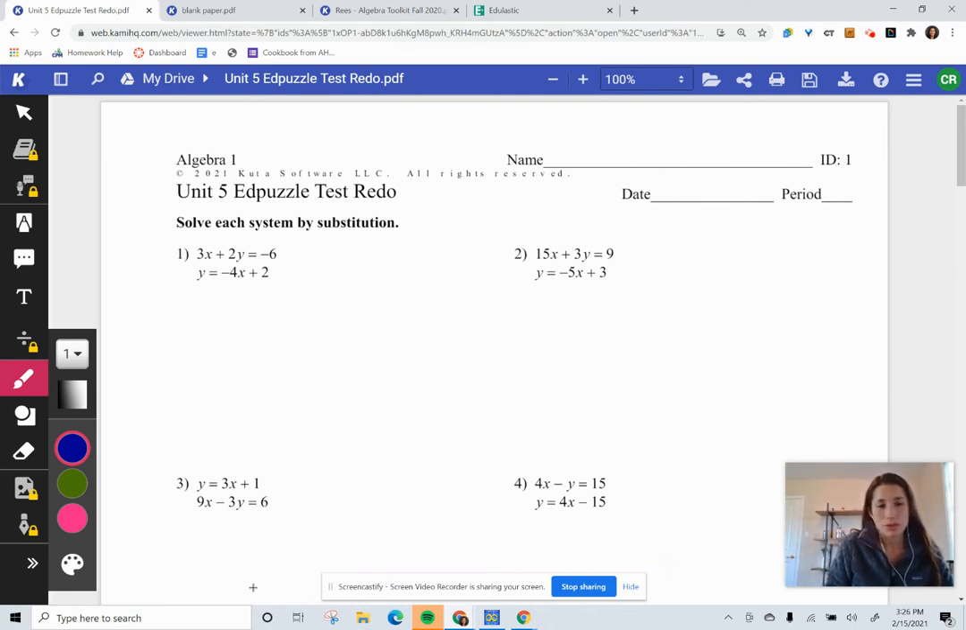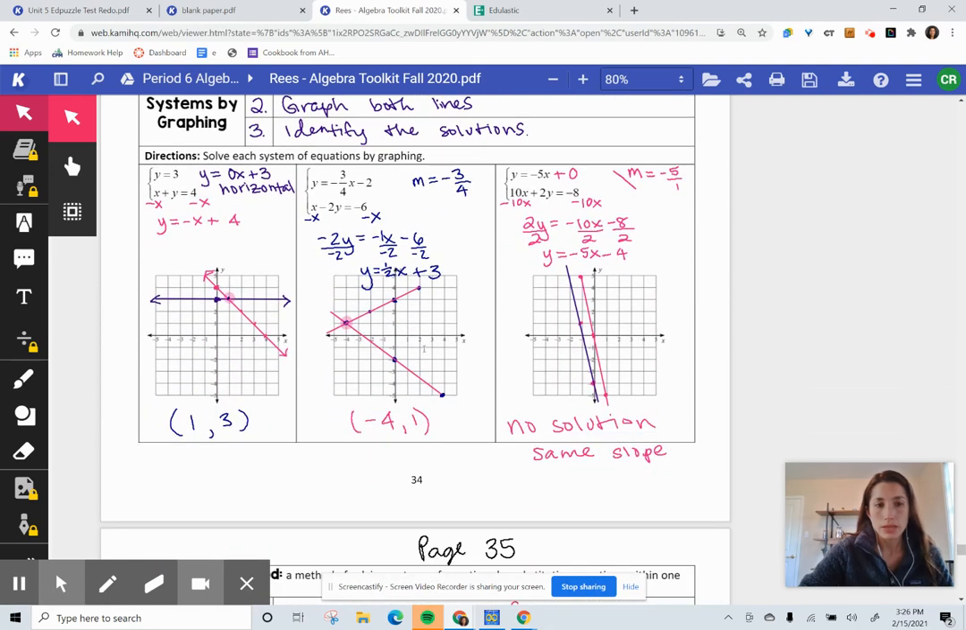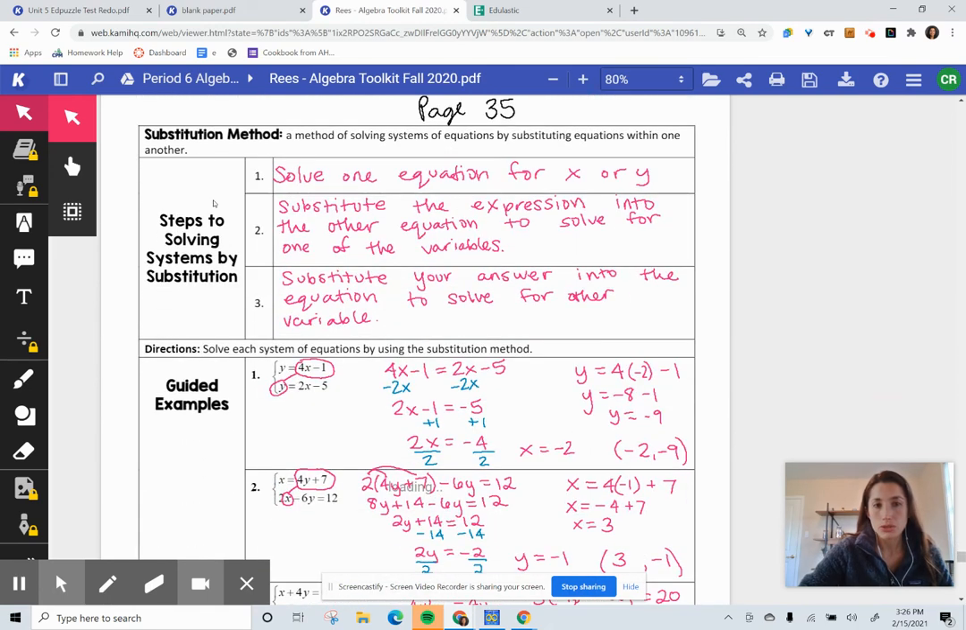So the first thing we're going to be doing is solving some equations algebraically, using this method called the substitution method. Just a reminder, as you're working on your test recovery, you could also have out your toolkit. Looking at the different methods here, we have our substitution method. This was our fall toolkit. So we see, okay, one of our equations needs to be solved for x or y, and then we're going to substitute the expression into the other equation to solve for one of the variables.